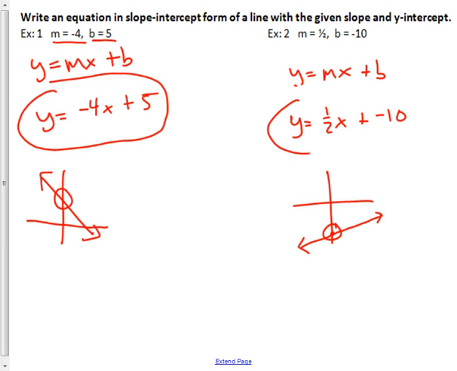So this here is actually what we're looking for as an answer. But I would like you to start thinking about, what do these numbers mean? -10 means it's way down here, and 1/2 means it's a slow rising graph. It is positive, but it's very slow, whereas this one is decreasing pretty quickly.